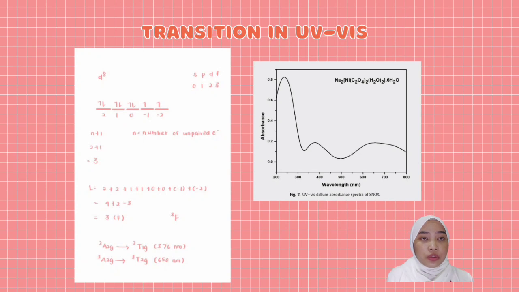After that, we need to refer to the Tanabe-Sugano table for 3F. As you can see behind, my UV-Vis spectrum has a few peaks. For 376 nanometer, the transition is from 3A2g to 3T1g. And for 650 nanometer, the transition is 3A2g to 3T2g.